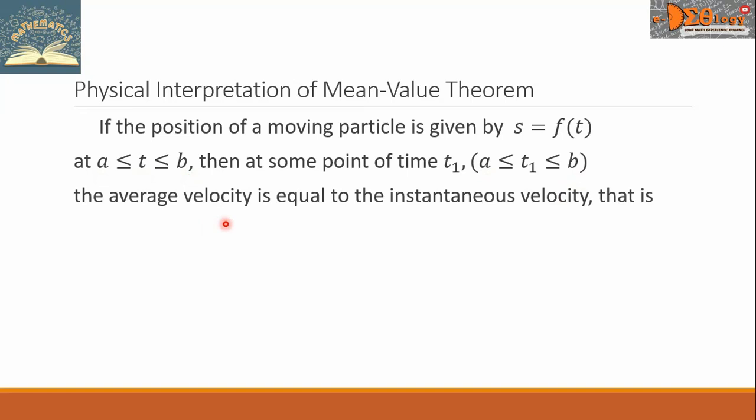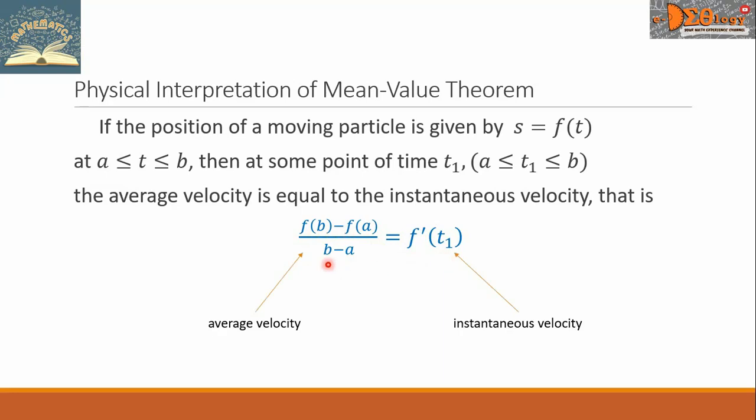the average velocity is equal to the instantaneous velocity, that is, f of b minus f of a all over b minus a is equal to f prime of t sub 1. Take note that the left side here is the formula of average velocity, while the right side is the formula for instantaneous velocity when t is equal to t sub 1.